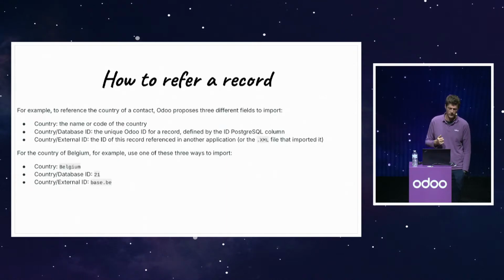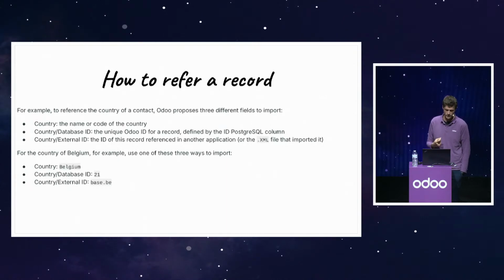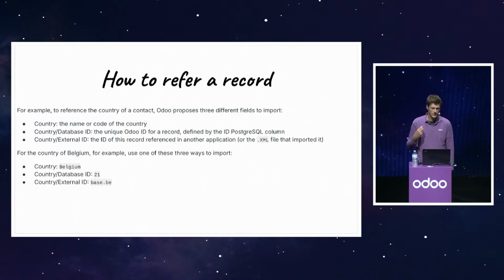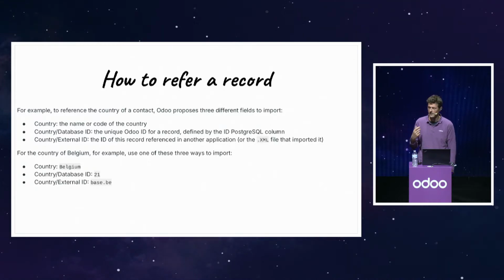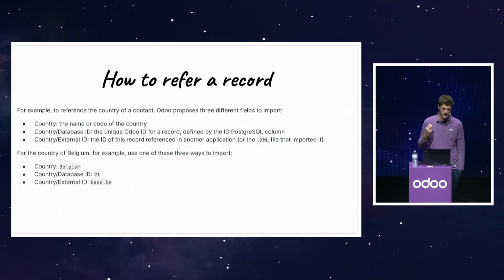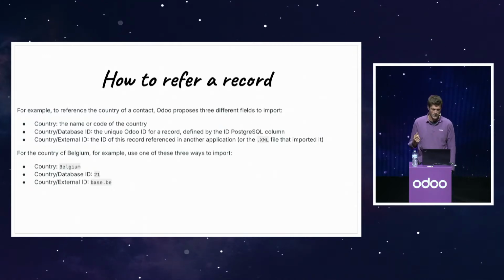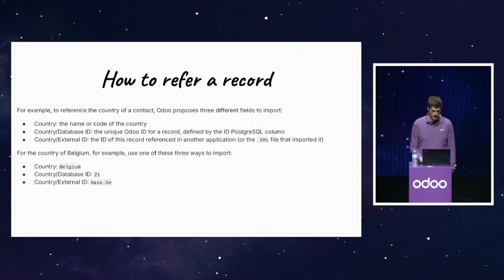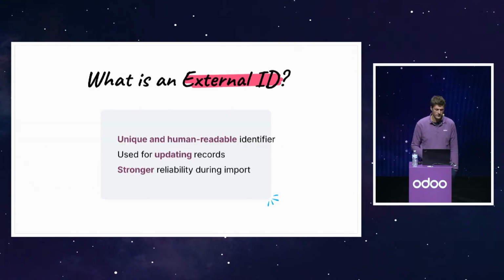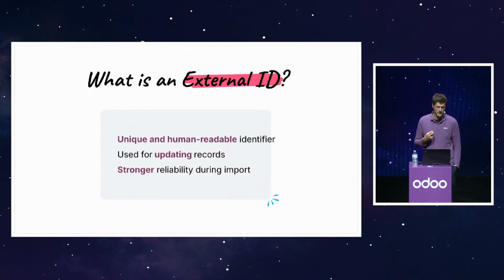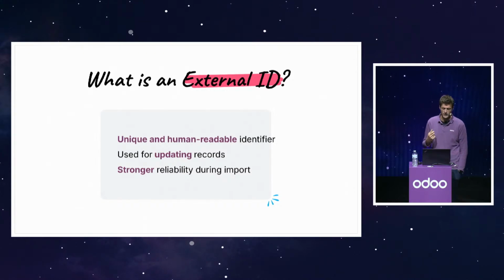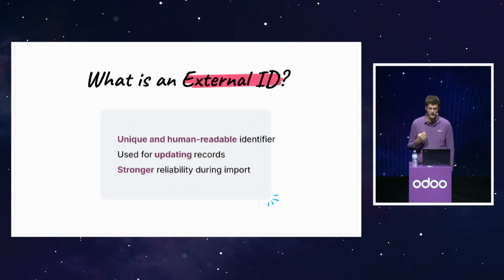So here you have country/database ID. Here you have really the ID, so it's an integer: 1, 2, 3. It's an ID directly generated by Postgres. The next one and the final one is the external ID. So what's an external ID? An external ID in Odoo is a unique and human readable identifier.